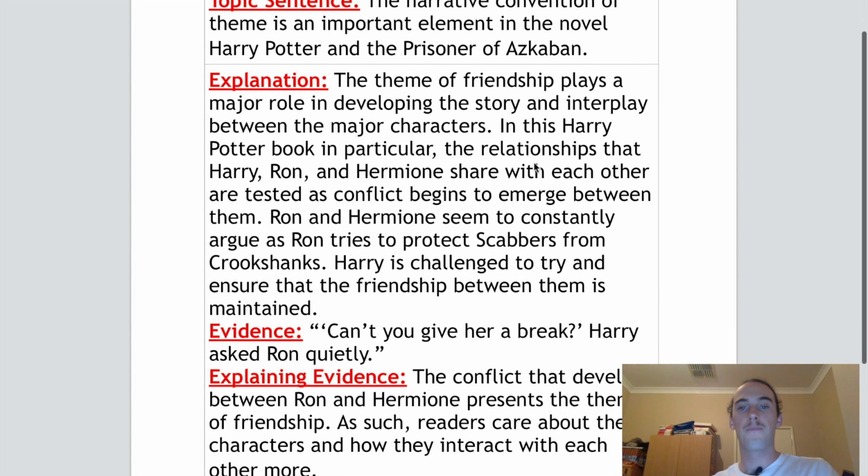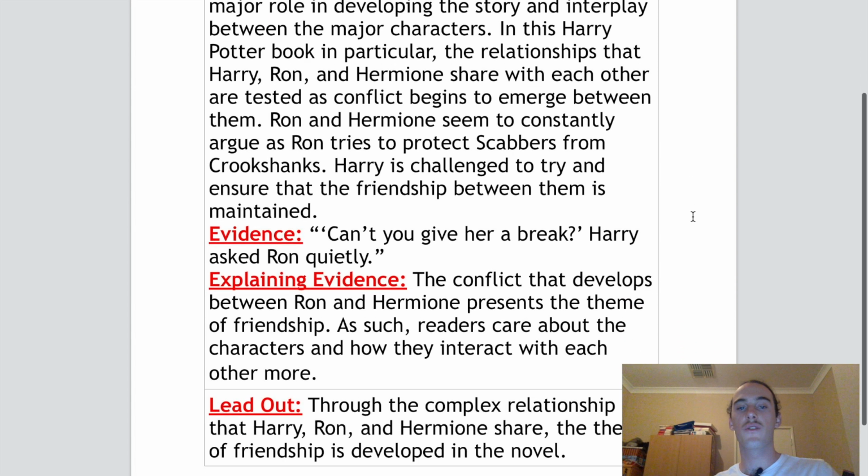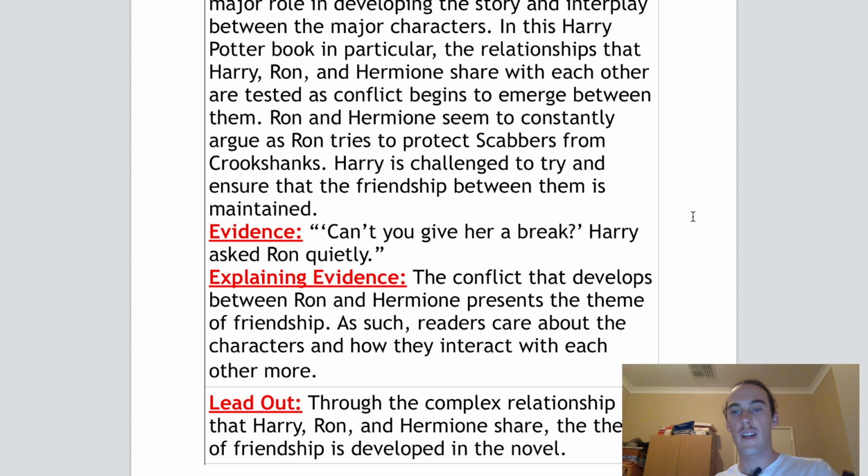Okay, explanation. The theme of friendship plays a major role in developing the story and interplay between the major characters. In this Harry Potter book in particular, the relationships that Harry, Ron and Hermione share with each other are tested as conflict begins to emerge between them. Ron and Hermione seem to constantly argue as Ron tries to protect Scabbers from Crookshanks. Harry is challenged to try and ensure that the friendship between them is maintained.